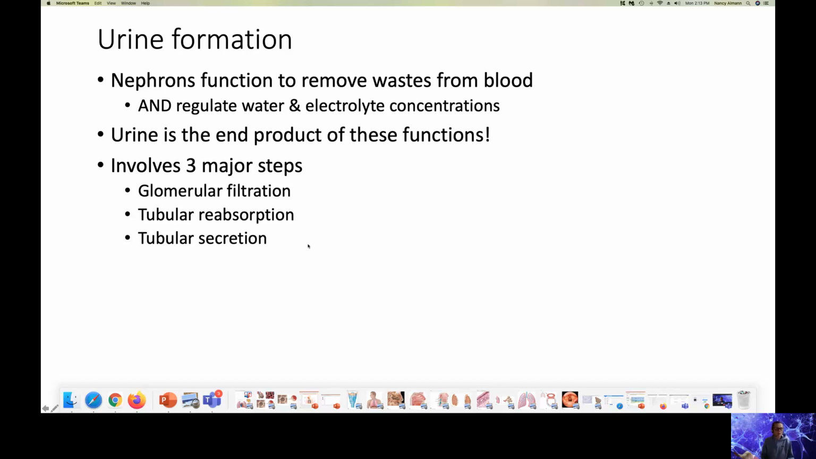Clearly, the end product of urine formation is urine. There are 3 major steps in urine formation, and you need to know them in order: glomerular filtration, tubular reabsorption, and then tubular secretion. For the most part, and for the purposes of this course, they will happen in specific parts of the nephron.